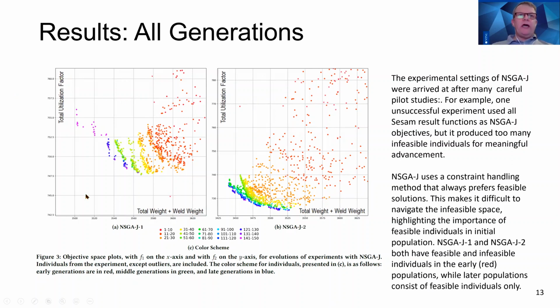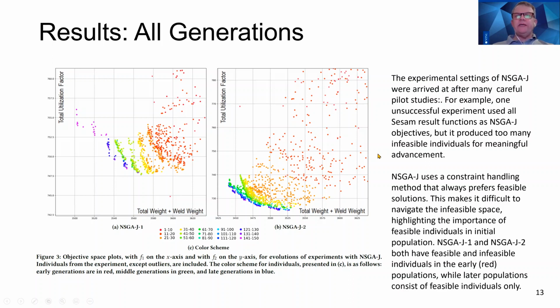And we have here on the x-axis, the total weight plus the weld weight. We have on the other axis, total utilization factor. These are our 2 objectives. We have here some color coding, where the early generations are red and orange, then they turn into green and blue, and at the end we have purple points for the individuals. We see here the first run on the left-hand side. We have the second run on the right-hand side. And we see both of these progress quite nicely from the early generations and onto the later generations.